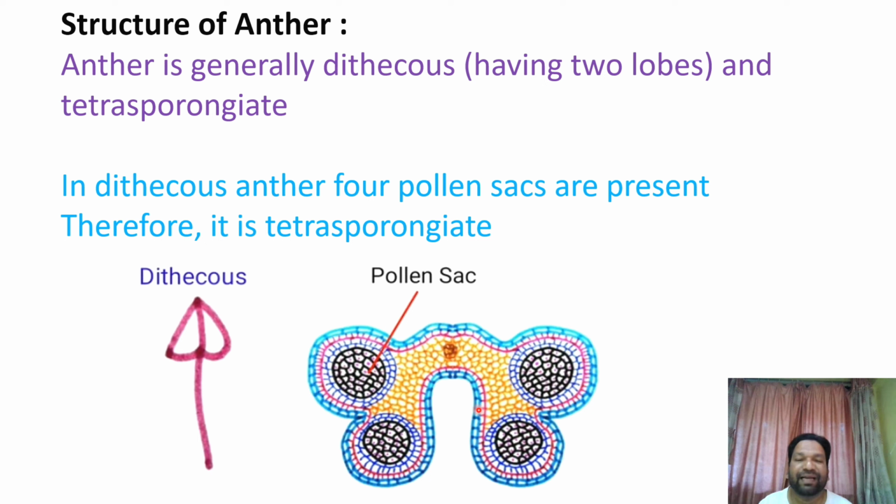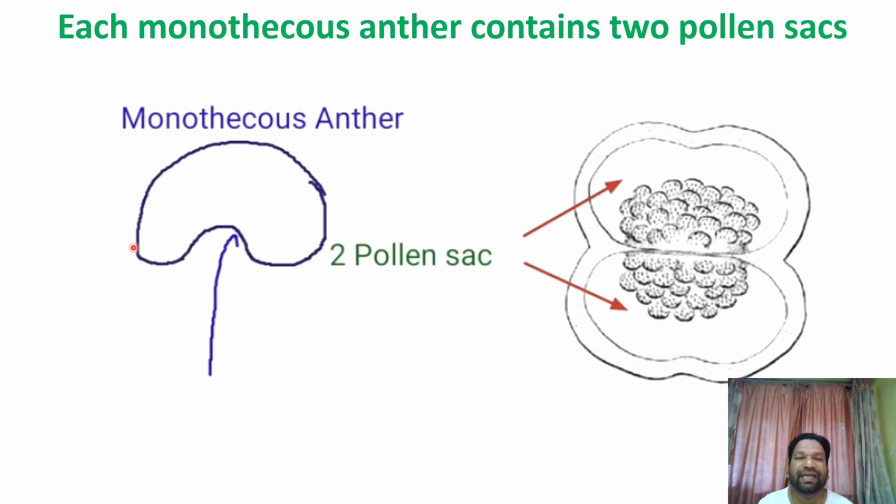So you can see in this diagram, there are two lobes. This is one, this is second, and in each lobe you can see there are two pollen sacs. So in total there are four pollen sacs, that is tetrasporangiate. If the anther is monothecous, when one lobe is present, it contains two pollen sacs, as you can see over here.